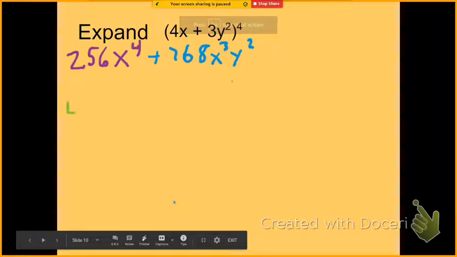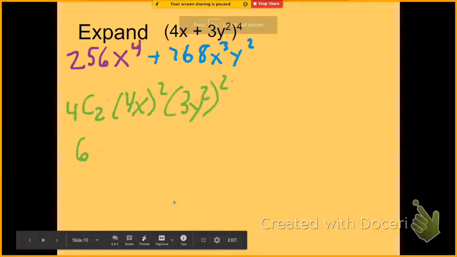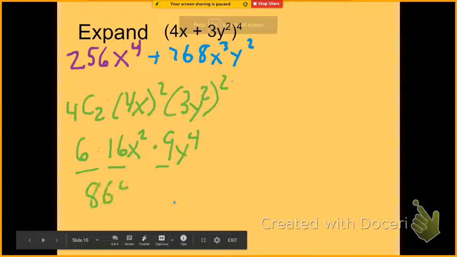So that would be 4 choose 2, which is 6, times (4x)² times (3y²)². So (4x)² would become 16x². (3y²)² would become 9y⁴. So now I'm going to multiply these numbers together, and you get 864, and that becomes just 864x²y⁴. Okay, so now we have 2 more terms to do.